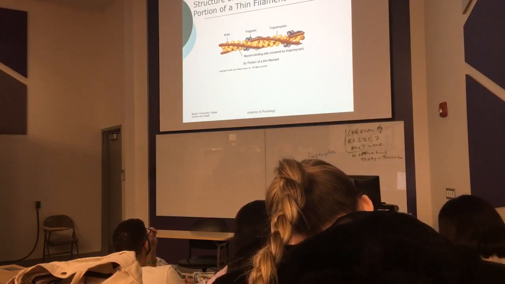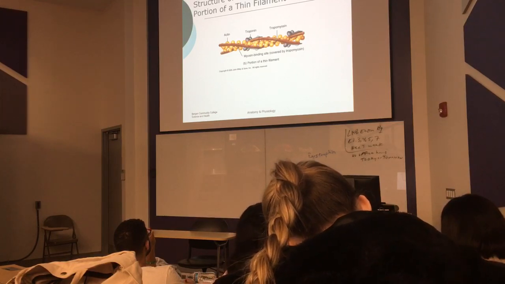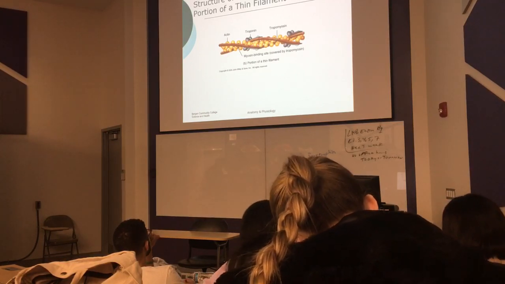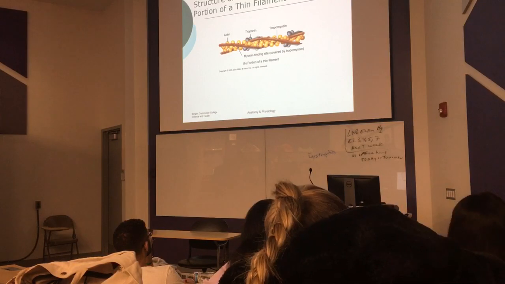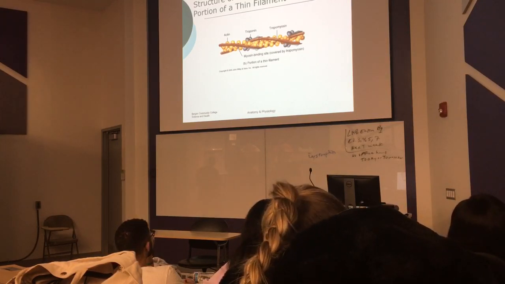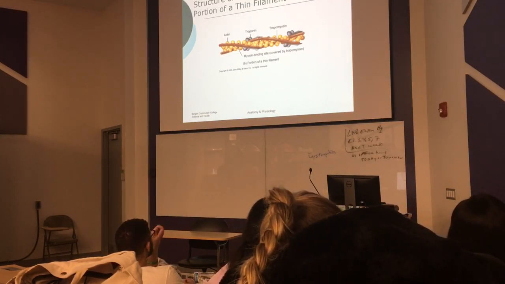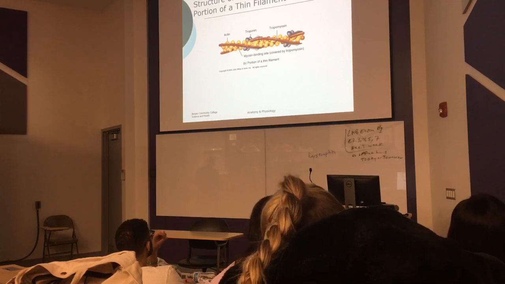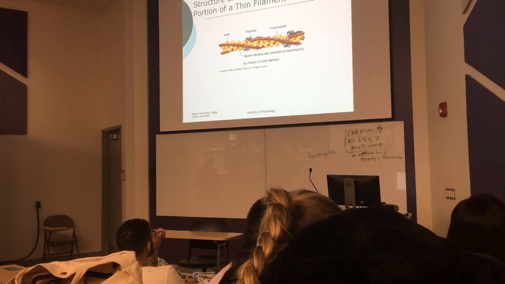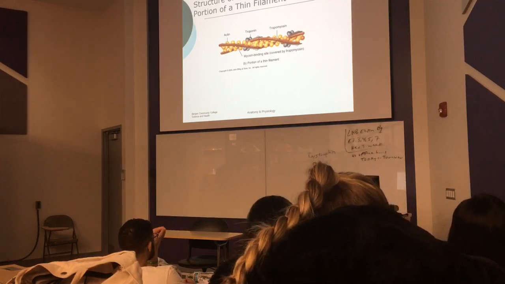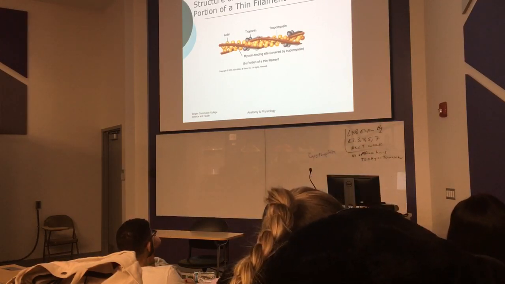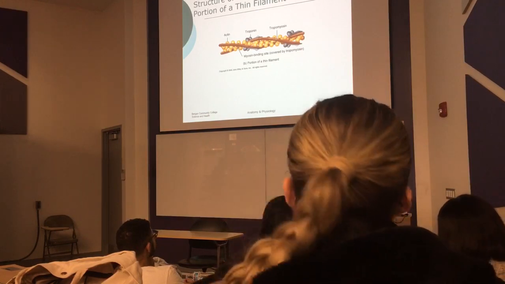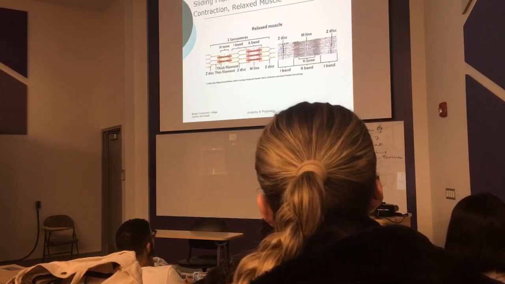Well, now we have to have regulatory proteins, or we'd always be in contraction. The regulatory proteins are going to be the troponin-tropomyosin complex. This here holds the binding sites, so now myosin can't touch it. So what we've got to do is get myosin to touch it, and this is where the nerve comes in.